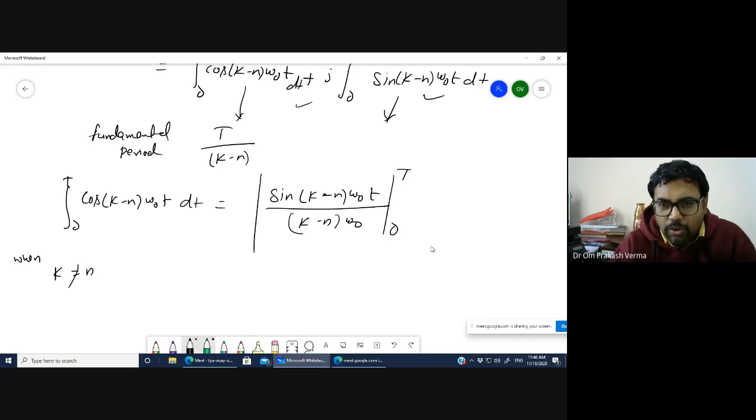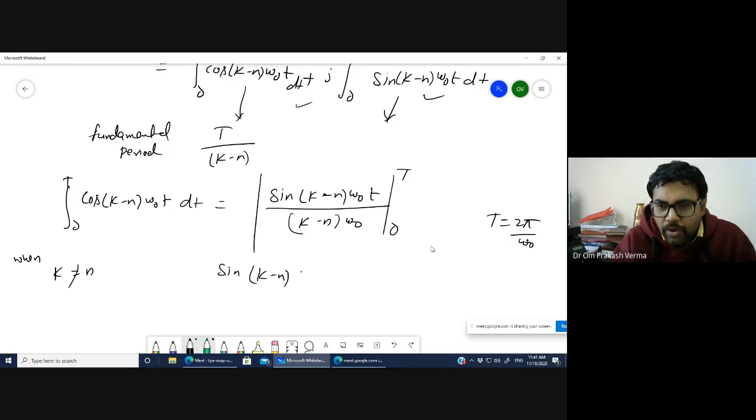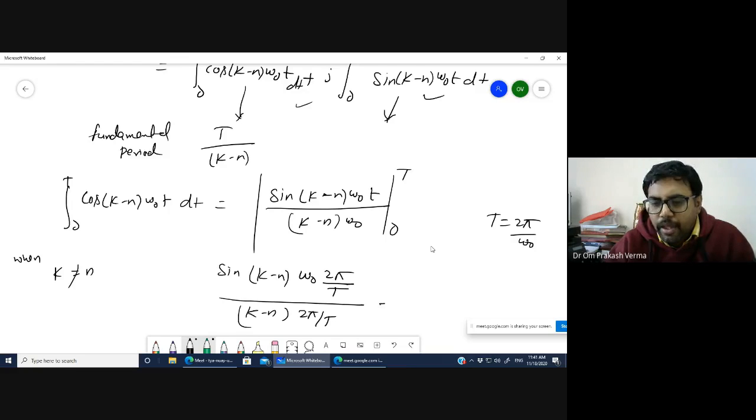When k is not equal to n, then in that case, when you put t is equal to 2 pi by omega naught, or omega naught is equal to 2 pi by T, the integration becomes sine (k minus n) omega naught 2 pi by omega naught over (k minus n) omega naught. This is the upper limit, and when you put 0, sine (k minus n) omega naught into 0 divided by (k minus n) omega naught. This is the lower limit, right?